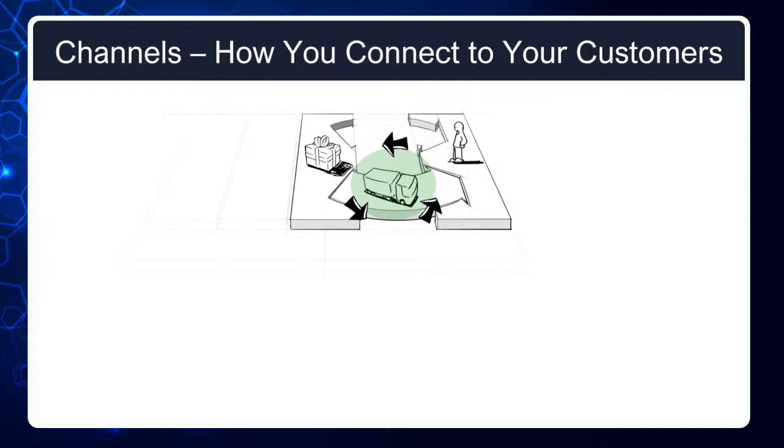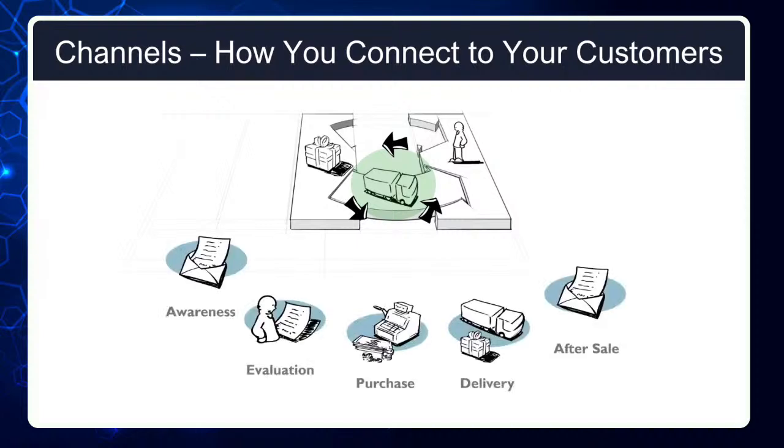Okay, channels is the next most important one, I think, on the right-hand side. And this is how your value proposition connects to your customers. So we can think of this in 5 main areas. Awareness: how do people know about you? How do they become aware of you? How do they evaluate what you have to offer and compare against similar offerings from competitors?